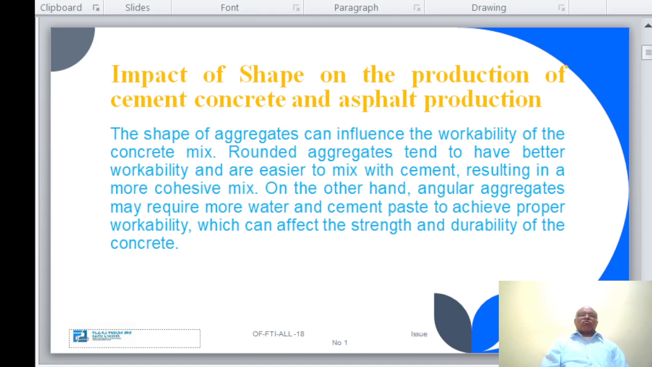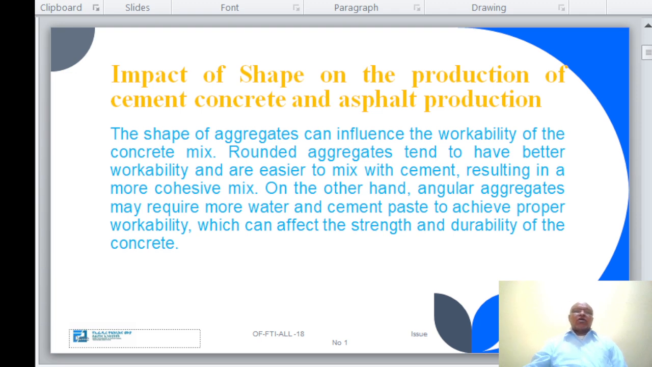Fourth, asphalt concrete. In asphalt concrete production, the shape of aggregate can affect the suitability and performance of the pavement. Angular aggregate provides better interlock and resistance to deformation, while round aggregates may result in improved rutting resistance.